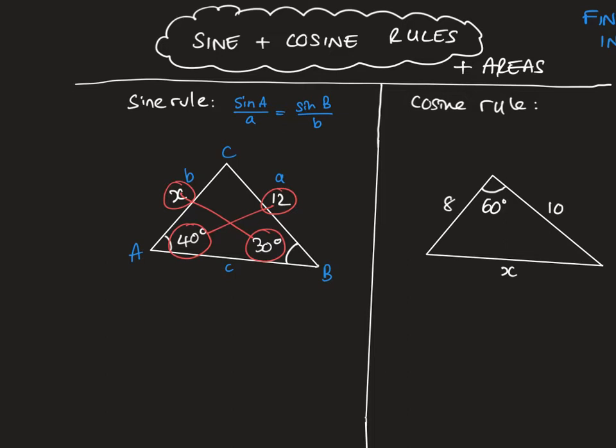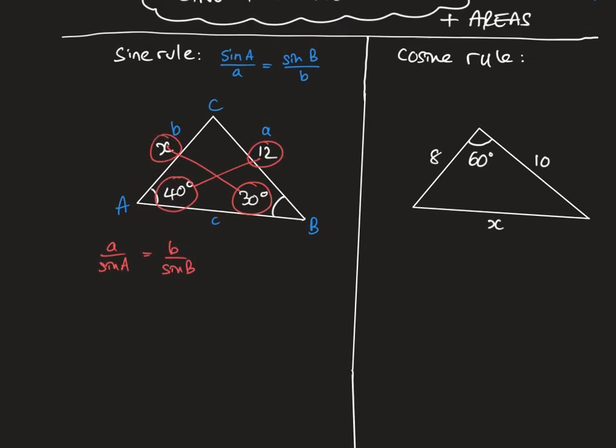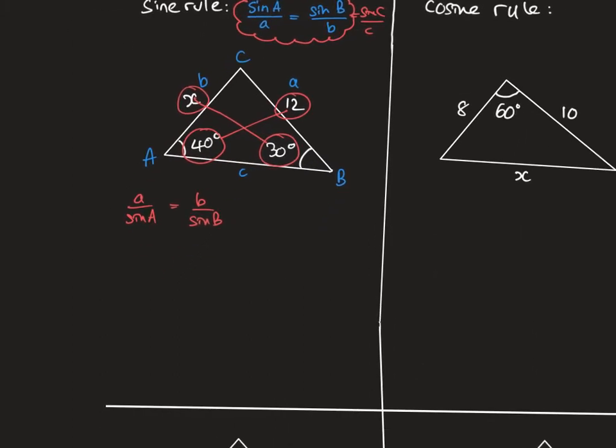Now, this sine rule can actually be written as sine A over small a is equal to sine B over small b, but it can also be written as a over sine A is equal to b over sine B. Occasionally you'll also see sine C over c here, but essentially what we need is this first part for these.